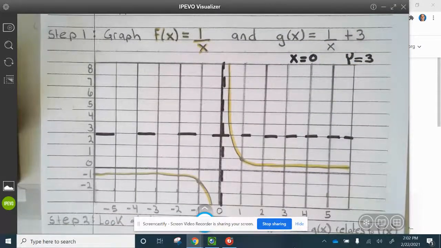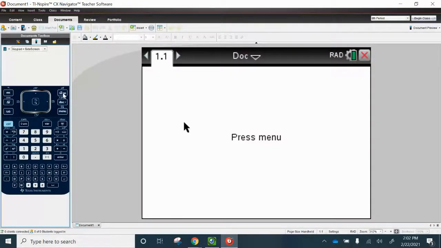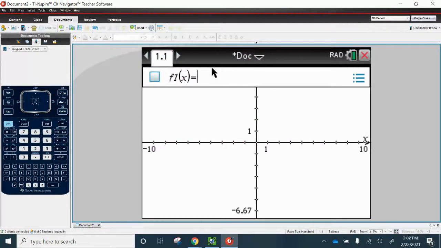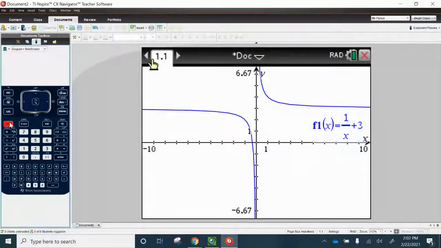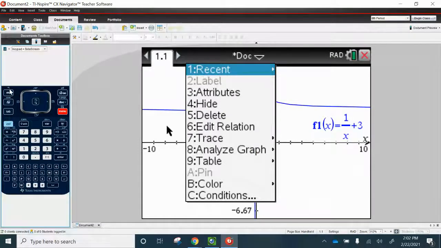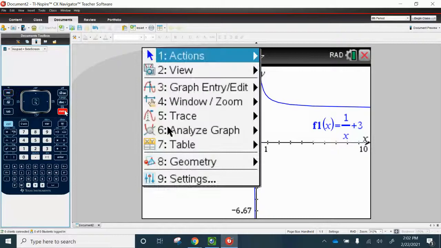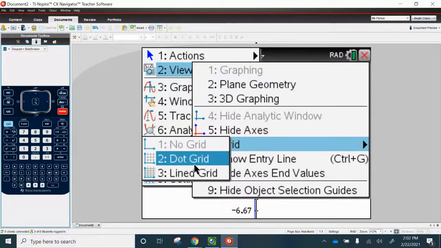So now let's graph using our calculator. So I'm going to go to On, new document, add graph, and I'm going to do 1 divided by x plus 3. I'm going to press Control. Actually, before we do that, we might be able to get the points using just the grid. So I'm going to go to Menu, Escape, go to Menu, View, Grid, Line Grid.